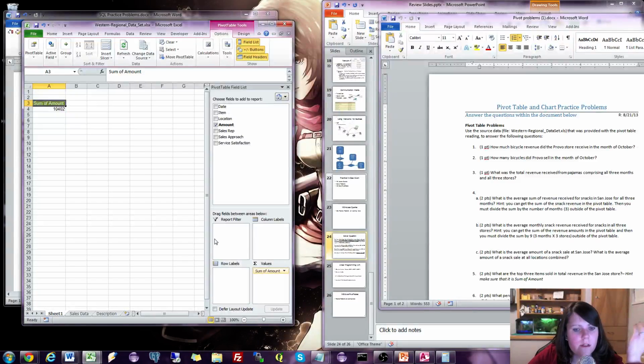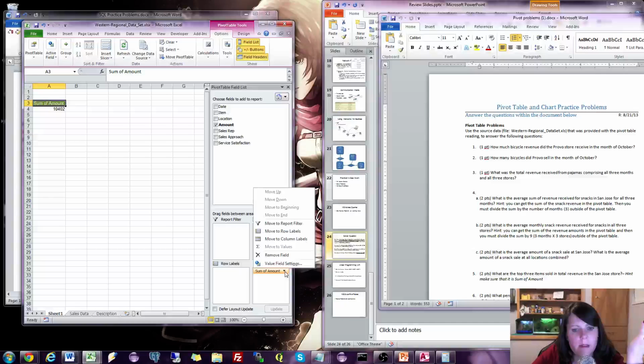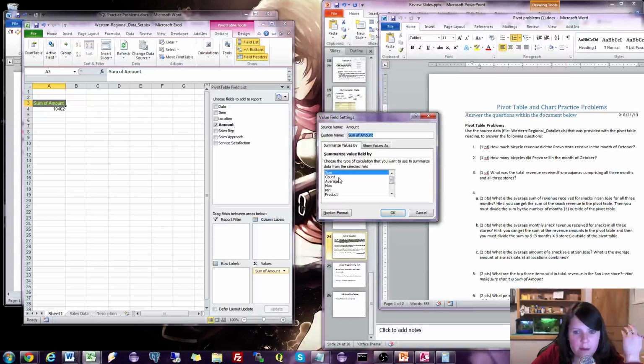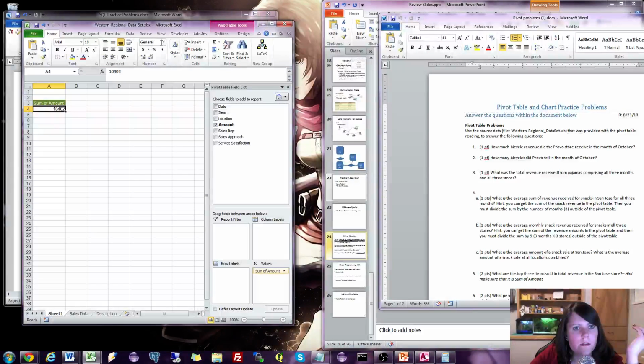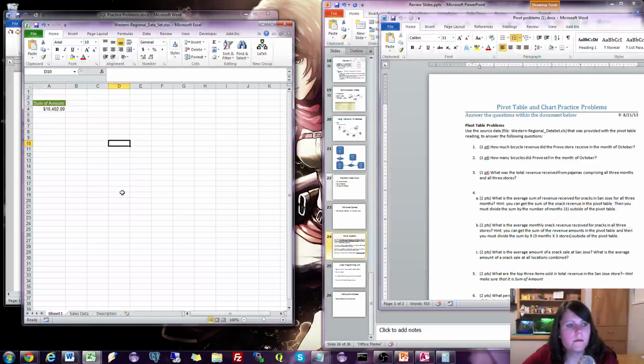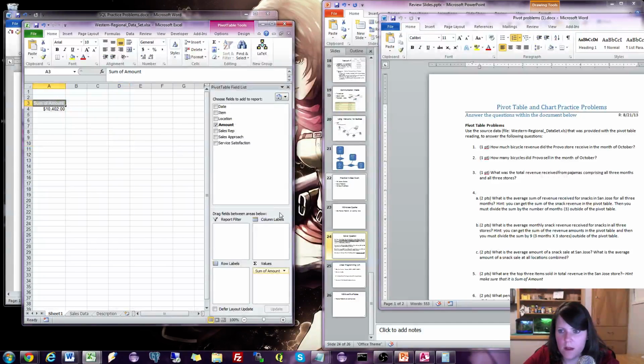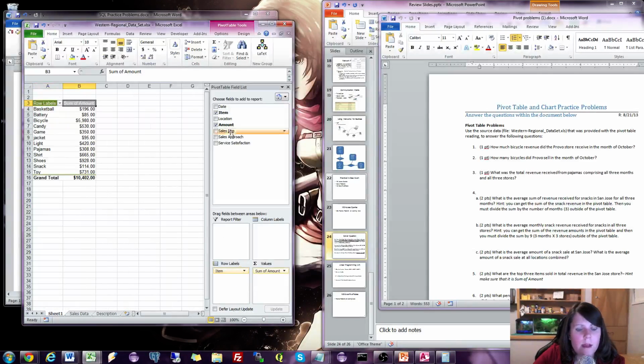Then I want to double check, do I want the sum, the count, or the average? Those should be the main 3. If I want the count or the average, I need to change the value field setting. Am I wanting the number of items? The average revenue? No, in this case I just want the sum. I'm going to make it currency. I want the total revenue received from pajamas. Pajamas sounds like an item to me, so I'm going to drag item down into the row labels and take a look at which items I have.